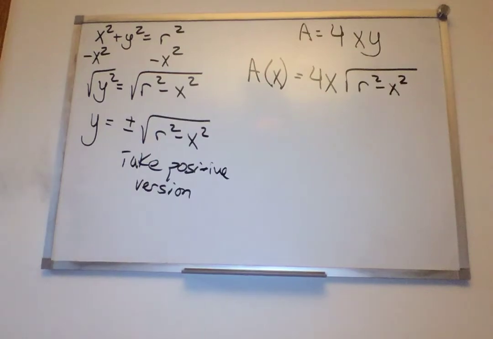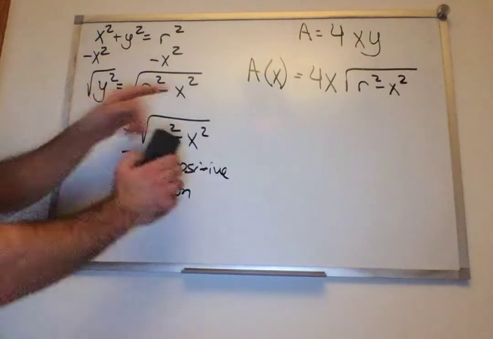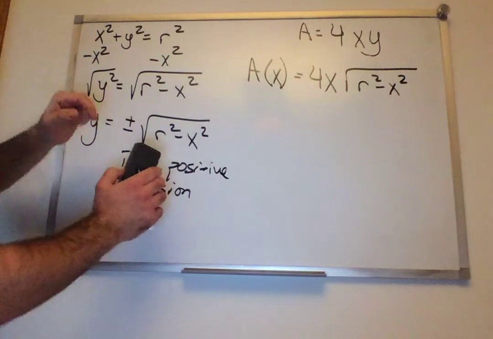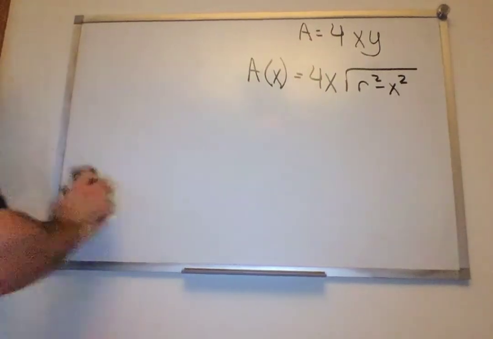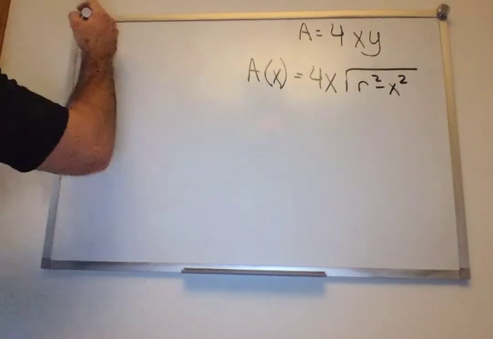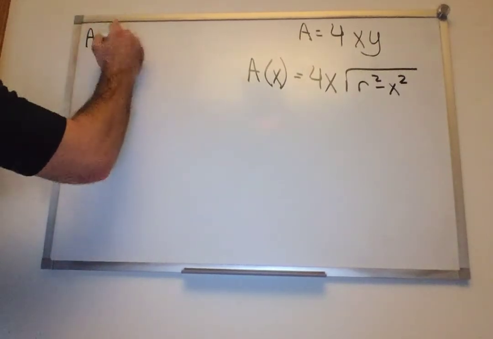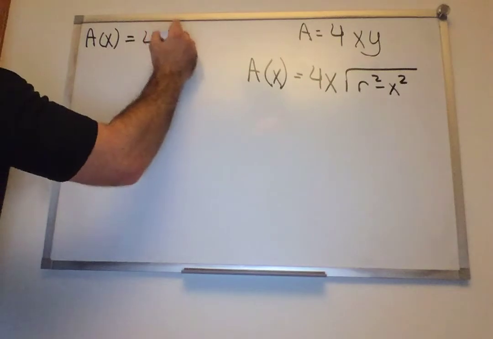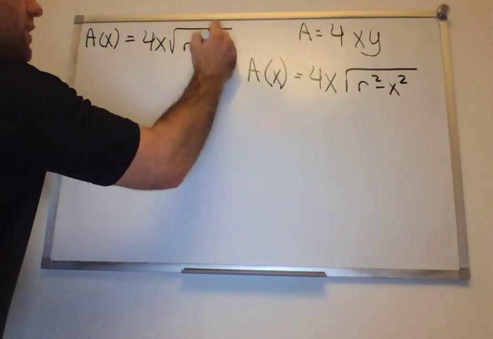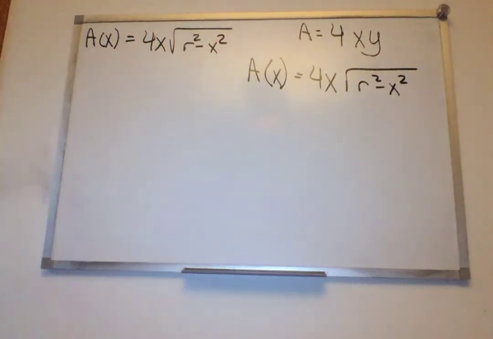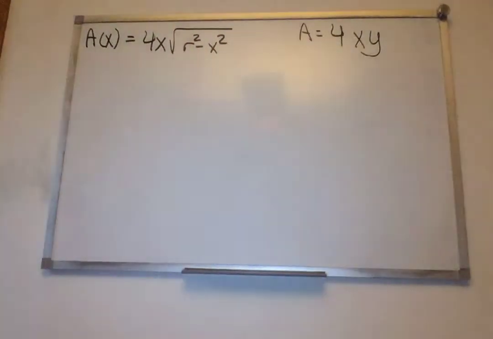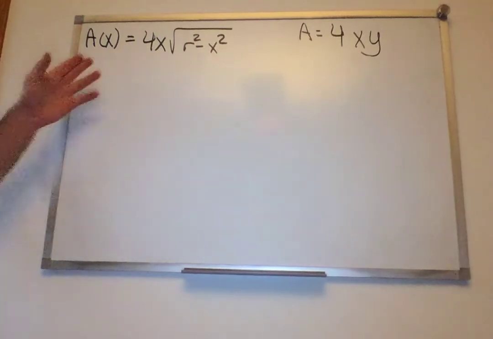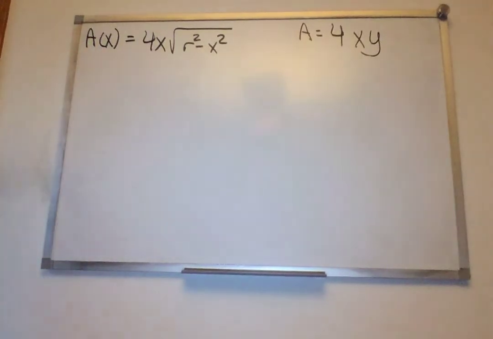We don't need any of this. We do need our area formula. I'm going to rewrite it up here so I have more room. A of x is equal to 4x times the square root of r squared minus x squared. Now we have our area function. We know we need to take a derivative and set it equal to 0.